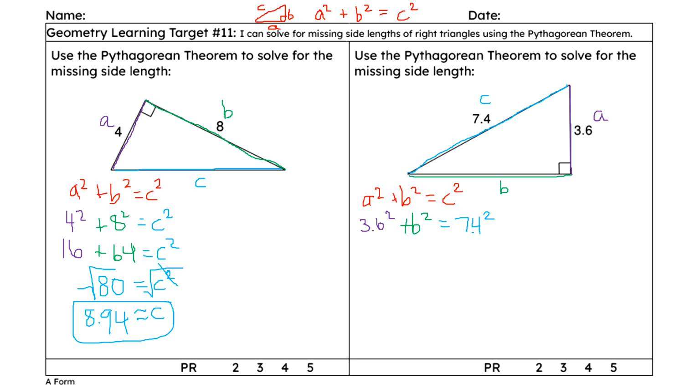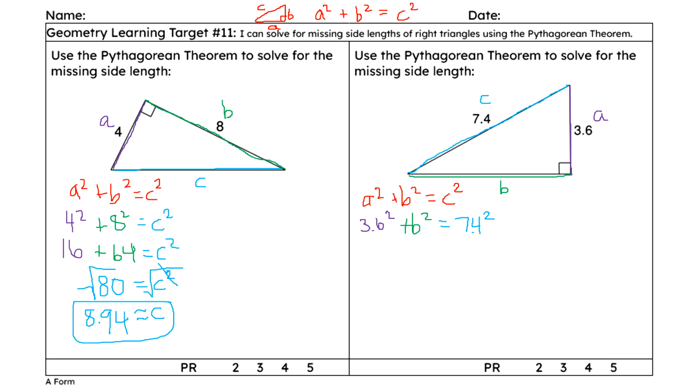Now, when I'm solving this, when I do get a value as an answer, I want to make sure that this side length here is going to be less than 7.4. See, the hypotenuse is always the longest length. So if I get an answer that's larger than 7.4, I know that I've made a mistake somewhere. All right, calculator is going to help me out here with some of these squaring numbers.